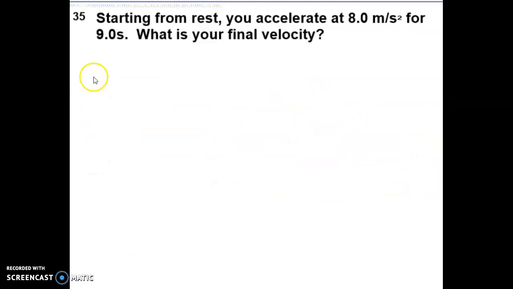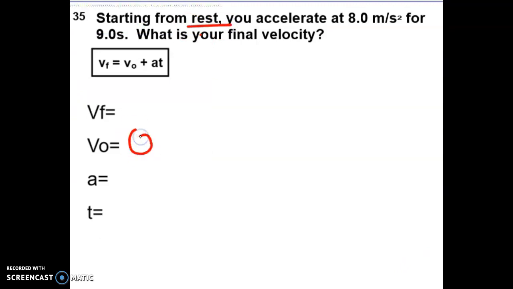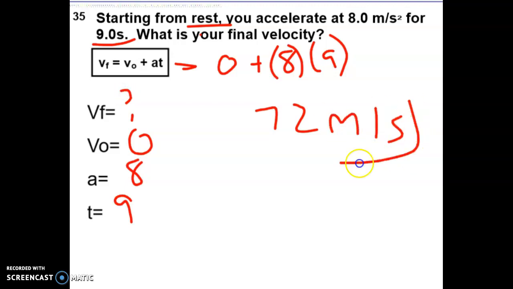Let's look at our next problem, and we bring in all this formula and variables. If we start from rest again, which means that VO still is equal to 0, then we accelerate at 8 over a period of 9 seconds. That's going to be the time. VF is equal to VO plus AT, so it's 0 plus A, which is 8, times 9. So I get 72. And just like before, because we're looking for final velocity, the unit is meters per second.